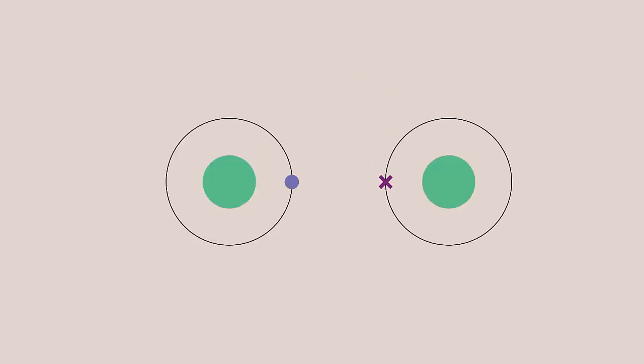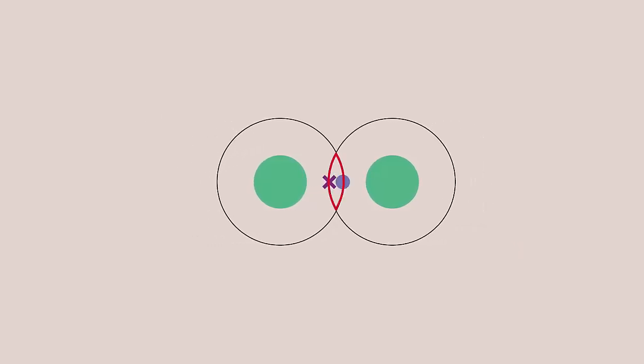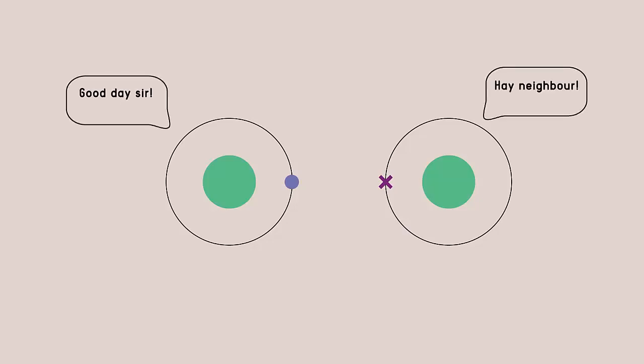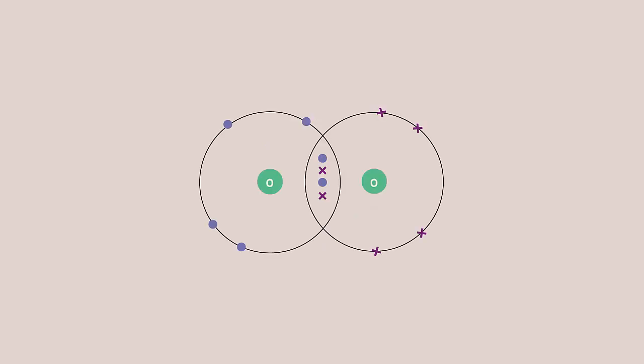I hope you've enjoyed this video on dot and cross diagrams and now feel confident representing ionic and covalent bonds using dots and crosses. Remember, dots and crosses are used to distinguish between neighbours in a bond, not between different elements. Ions need to have square brackets around them and charges on the outside, and covalent bonds overlap.